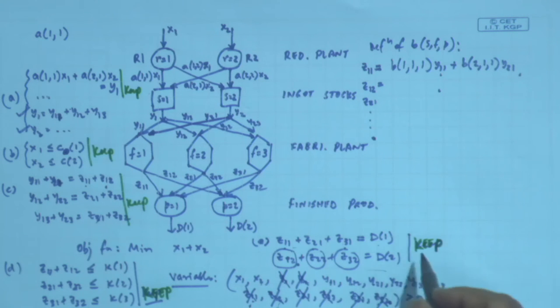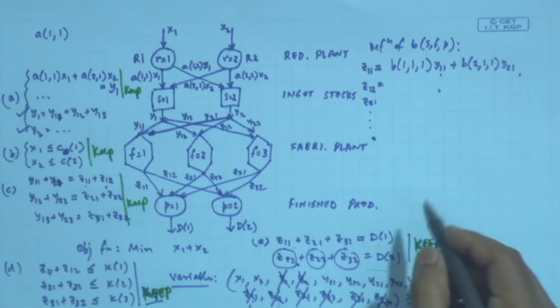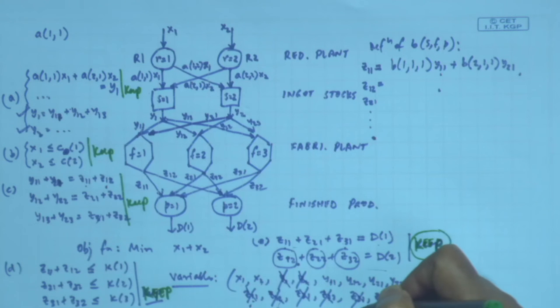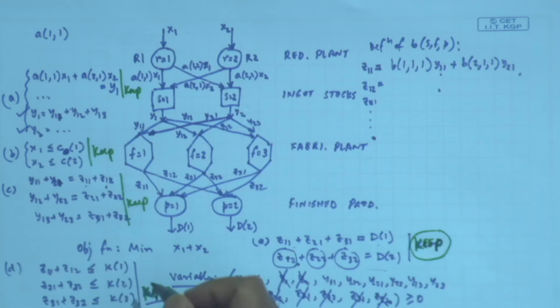So if I'm keeping all of them, then I have 8 variables, and these are the 8 variables: x1, x2, y11, y12, y21, y22, y13, and y23. Then I can form the optimization problem and try to solve it. If I want, I can reduce 2 more variables. Then I'm not going to keep this because this is already considered, and I have the rest of the things to keep. So I have reduced my problem by 2 more variables, and you'll probably see it's a little faster to solve because you have fewer variables.